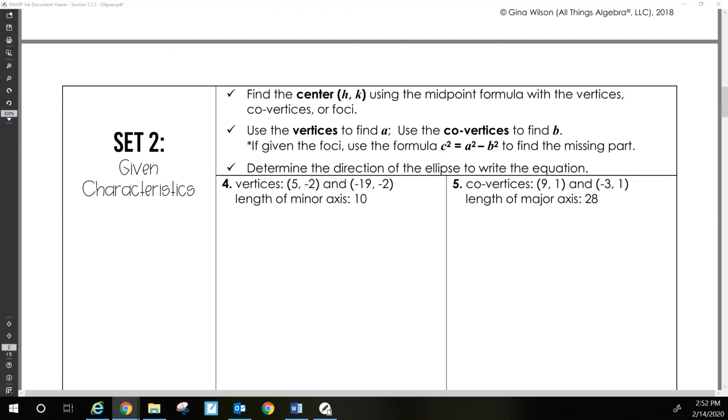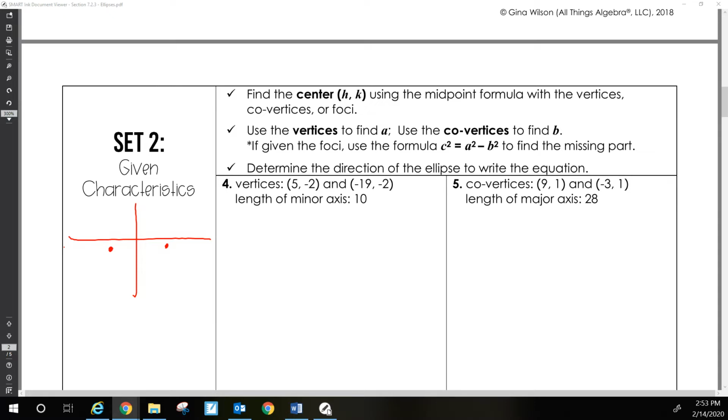Hello guys, welcome back. Here's video 2 of day 2 of ellipses. This time we're going to be given some characteristics and we're going to use those characteristics to write the equation of the ellipse. If I've got vertices of (5, -2) and (-19, -2), what's going to be halfway between any two vertices? The center, right? So that's what we're going to use to find the center.